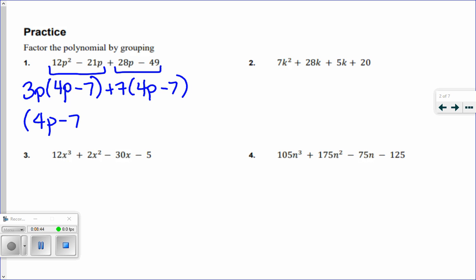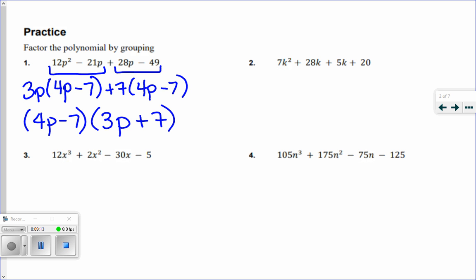Just like we had pulled out the 3p or the 7, we can pull that out to the front and write it at the front of the parentheses like we've been doing with GCFs. And then in the other parentheses, I can just write what's left over when I factor that out. So if I factor that out in the first term, that just leaves me with that 3p. And in the second term, it just leaves me with the 7. Guys, we just factored a 4-term polynomial. Mic drop, right? So check it out.